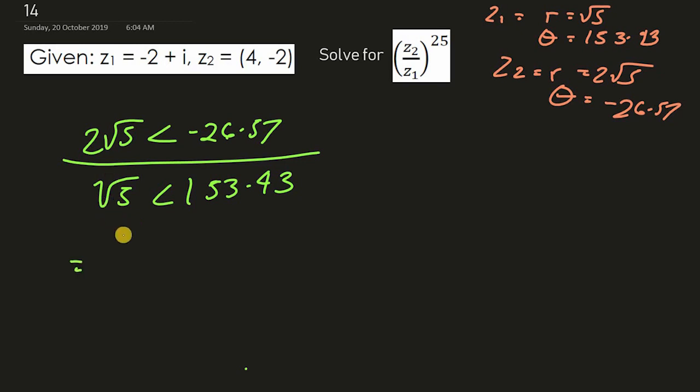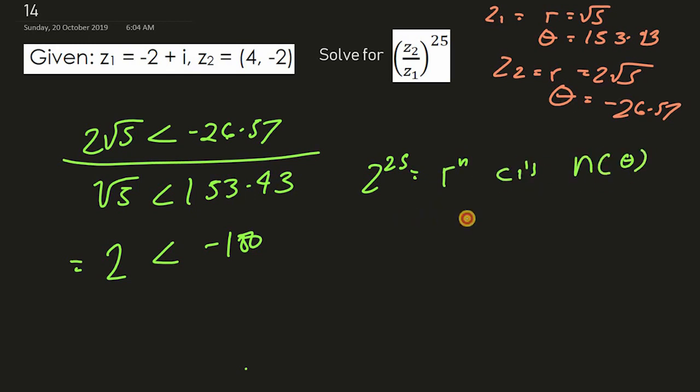So, we are dividing this, guys. This would be equal to 2. Subtracting negative 26.57 minus ito, that's angle negative 180. So, let's now solve this using De Moivre's formula. That's Z raised to n is equals to r raised to n, cis n times theta. The value of our r is equals to 2, that's 2 raised to 25, cis, n natin, guys, is 25 times negative 180. Yun yung value ng ating theta.